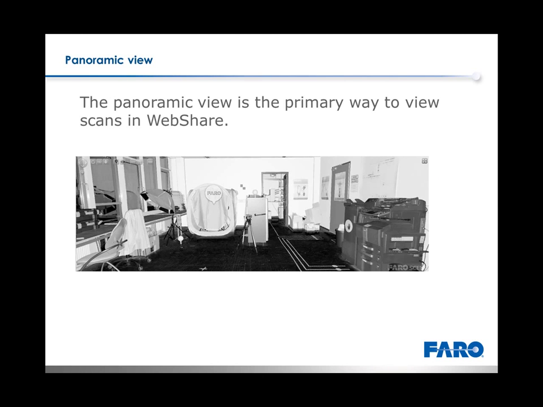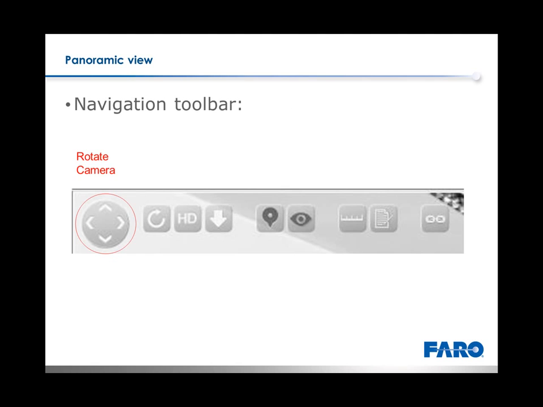The panoramic view is the primary way to view scans in Scene WebShare. You have the navigation toolbar where you can rotate the camera and start an auto rotation. You can show your images in high resolution. You can download the scan. You can hide the scanner positions and hide the measurements and documentations. You can make point-to-point measurements and add documentations, and you can generate a link for the current view.